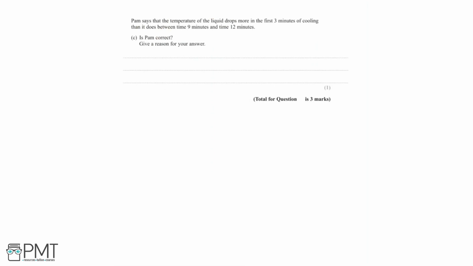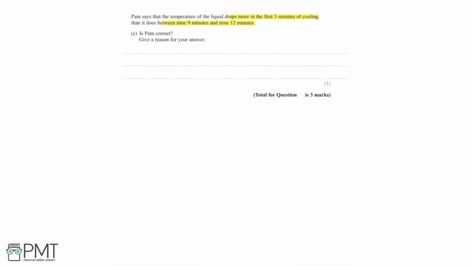We're now told that Pam says that the temperature of the liquid drops more in the first 3 minutes of cooling than it does between the time 9 minutes and the time 12 minutes. In part C, we need to find out whether or not Pam is correct, giving a reason for our answer.